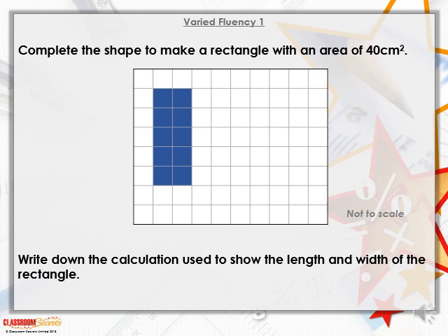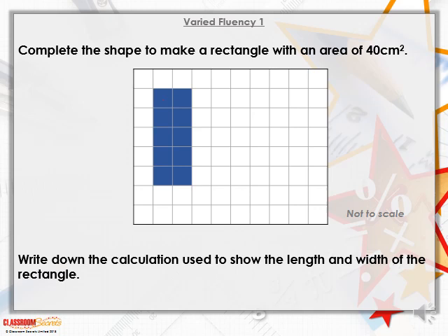Okay, so let's have a look at this first task. It says, complete the shape to make a rectangle with an area of 40 centimetres squared. So we're going to have to add some squares to this rectangle so it has an area of 40 centimetres. So first, let's have a look at what the area is already. So we need to count the amount of squares inside.